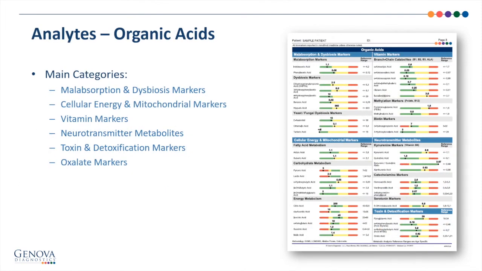Moving into the analytes that we're actually using and measuring to evaluate for nutritional needs, we start with organic acids. We have the organic acids broken out into main categories such as the malabsorption and dysbiosis markers, the cellular energy and mitochondrial markers that we saw just on that previous page, the vitamin markers, the neurotransmitter metabolites, toxin and detoxification markers, and lastly, oxalate markers.